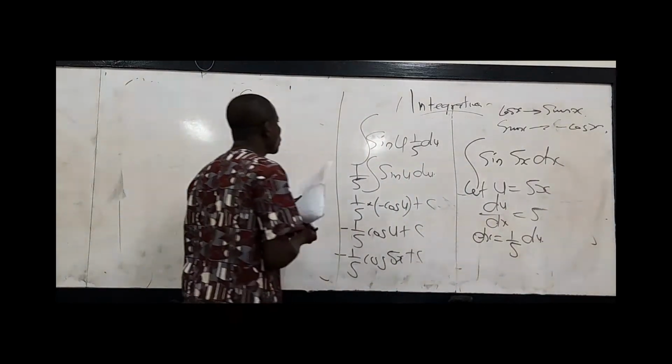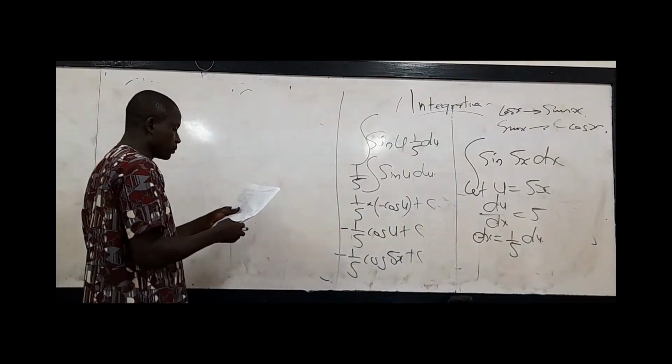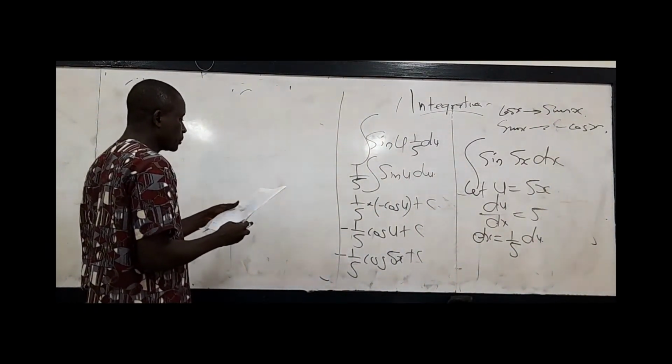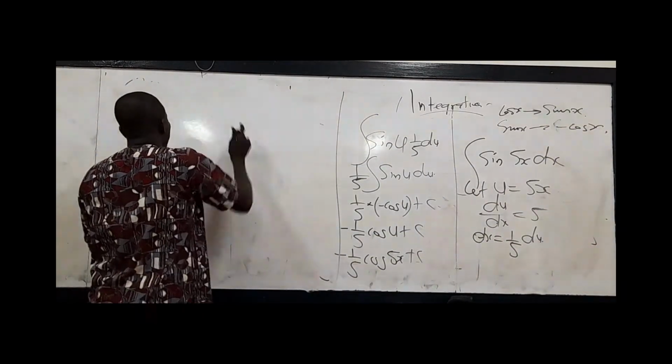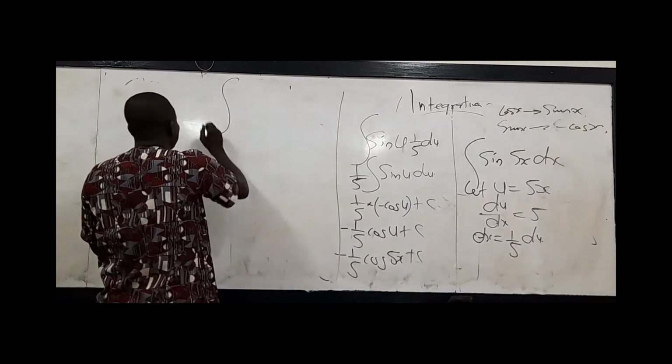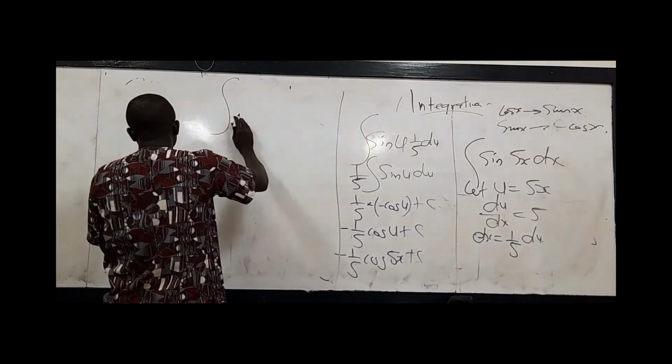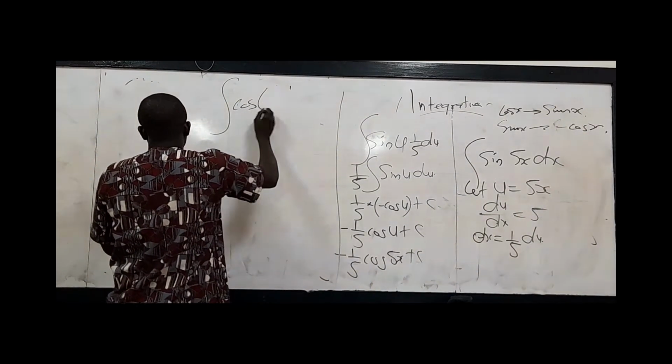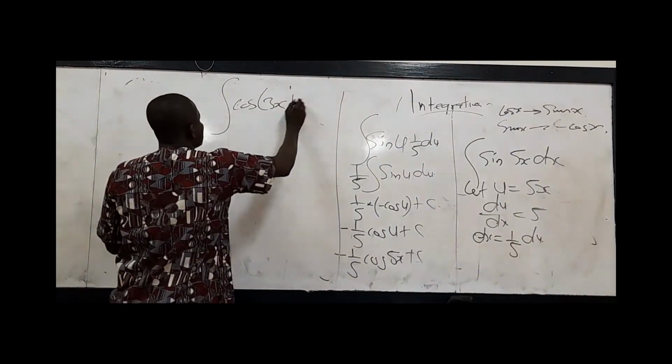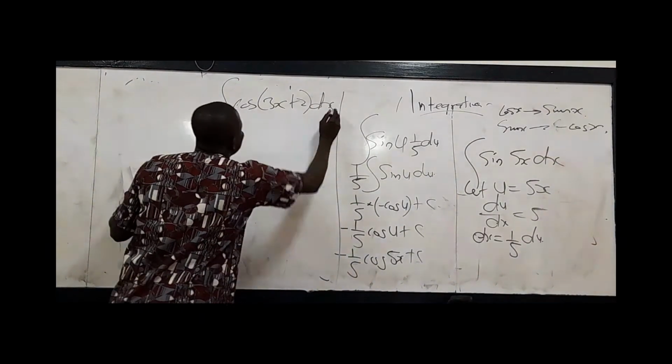Integration in calculus. Calculus 5 is what we are on now. Now, let's see another one. We are working more examples. I've told you that this platform is a problem-solving platform, and we have the integral of cos(3x + 2) dx.